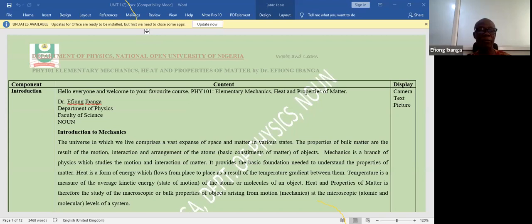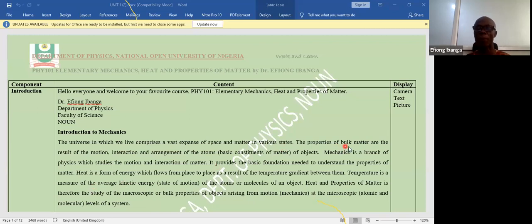Now, you know that the universe in which we live comprises a very vast expanse of space and contains matter in various states and forms, if you like. You also know that the bulk properties of matter are the result of motion, interaction, and arrangement of atoms, or molecules, or electrons, the constituent particles that make up the object. So mechanics is a branch of physics which studies the motion and interaction of matter. I have used two terms there, motion and interaction. It provides the basic foundation needed to understand the properties of matter.